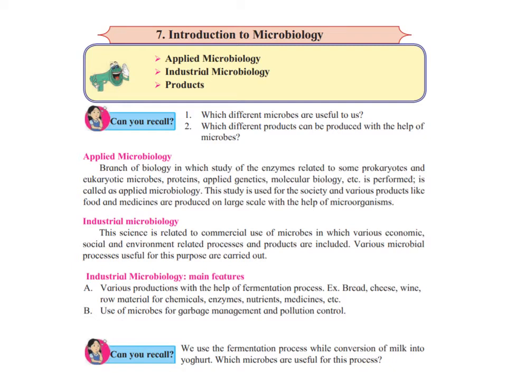The definition is: the branch of biology in which the study of the enzymes related to some prokaryotes and eukaryotic microbes, proteins, applied genetics, molecular biology, etc. is performed is called applied microbiology. This study is used for the society, and various products like food and medicines are produced on a large scale with the help of microorganisms.